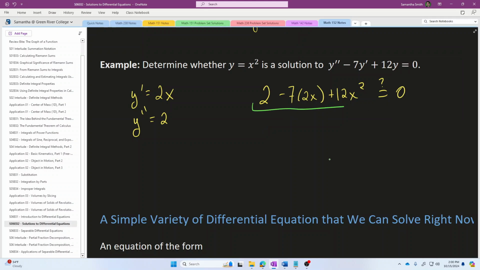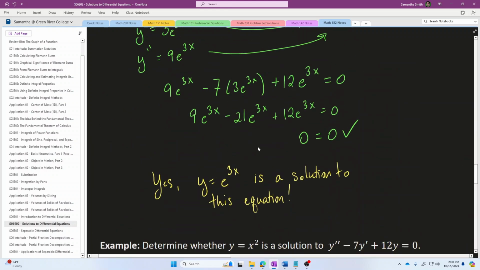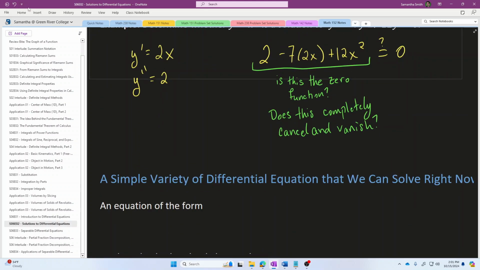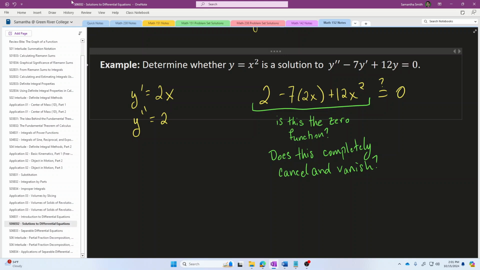Now, this is not asking us to find a specific value of x that will satisfy this equation. This is asking, is this the 0 function? This is asking, does this completely cancel and vanish? And the same way that in the previous exercise, all of these terms completely canceled and completely vanished, leaving me with just 0 on the left side. In this case, I can see, no, there's not going to be any cancellation. There's not going to be any combination and vanishing. I'm not going to get something on the left side that is exactly equal to 0 all the time.